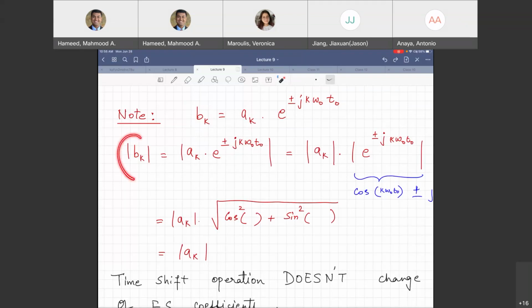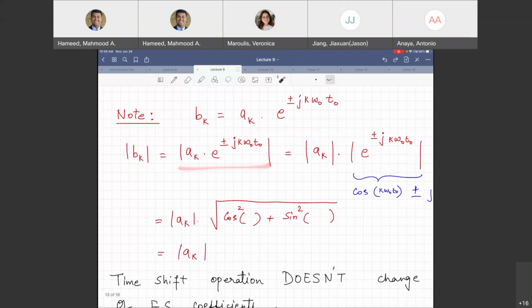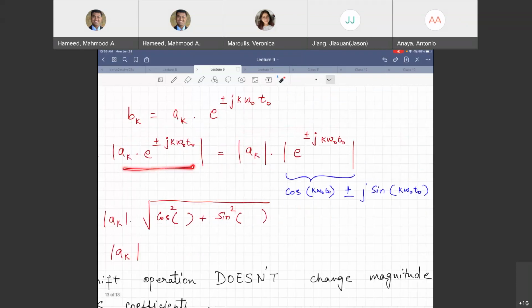If you take the absolute value of bk on the left side, you have absolute value of the right hand side as well, right? The magnitude of bk here, magnitude of ak multiplied by e to the plus or minus jk omega naught t naught. Next, the magnitude of two complex numbers that are multiplied is what? Magnitude of ak multiplied by magnitude of e to the plus or minus jx. Now we don't need any proof for this, but I hope you guys all agree. Magnitude of e to the jx is going to be a 1, right? Because square root of cosine squared plus sine squared, a 1.